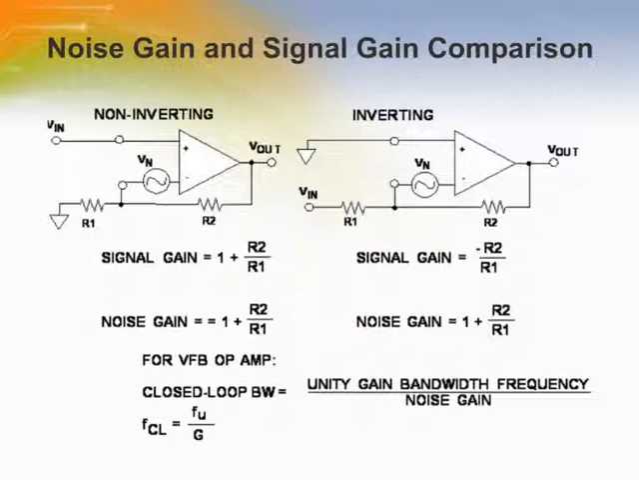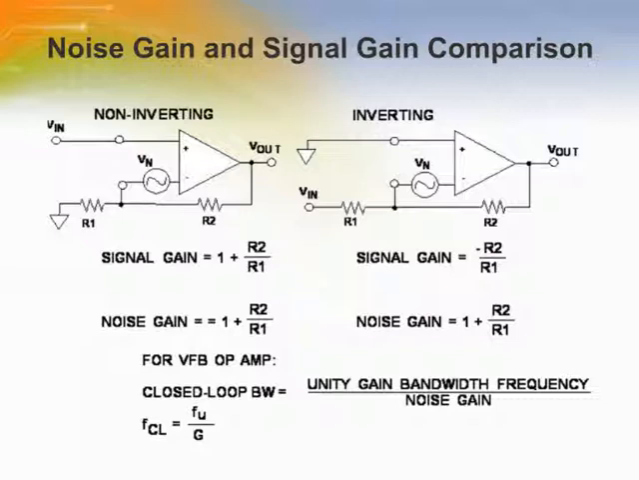Noise gain is the amount by which a small amplitude noise voltage source in series with the input terminal of an op-amp is amplified when measured at the output. The input voltage noise of an amplifier is modeled in this way. Noise gain must be distinguished from signal gain. This slide shows both inverting and non-inverting op-amp configurations.